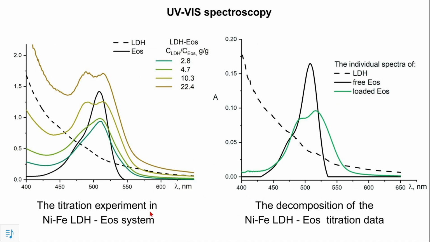To evaluate the loading parameters of azine Y and nickel-ferrum LDH, we conducted a titration experiment using ultraviolet and visible spectroscopy. We processed the collected spectral data using the multivariate curve resolution algorithm, which allowed us to decompose the experimental spectra into contributions from individual components. This analysis generated distinct spectra for three components: the LDH spectrum, and both the azine Y spectrum and the spectrum of azine Y adsorbed onto LDH. We also quantified their relative contribution to the total absorbance.